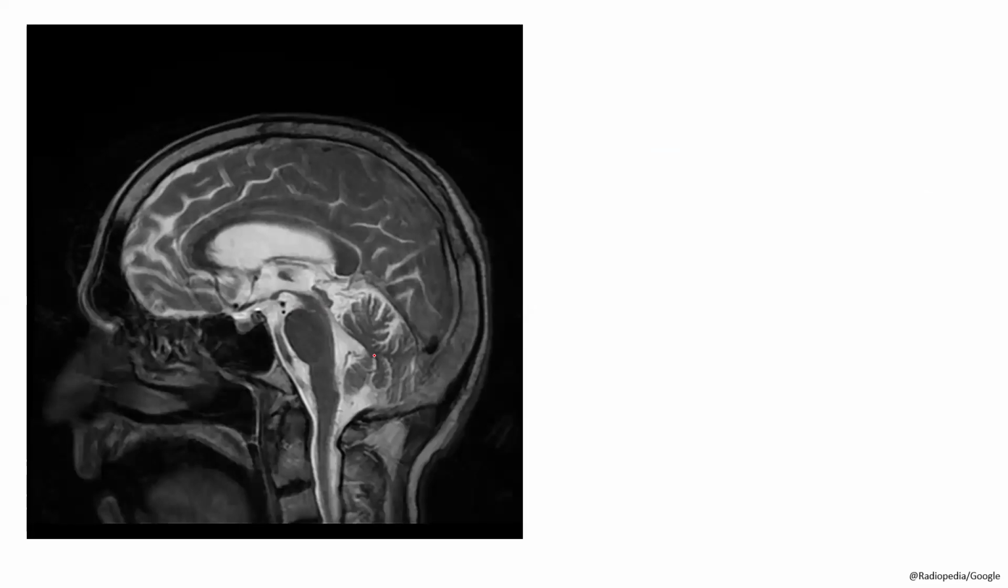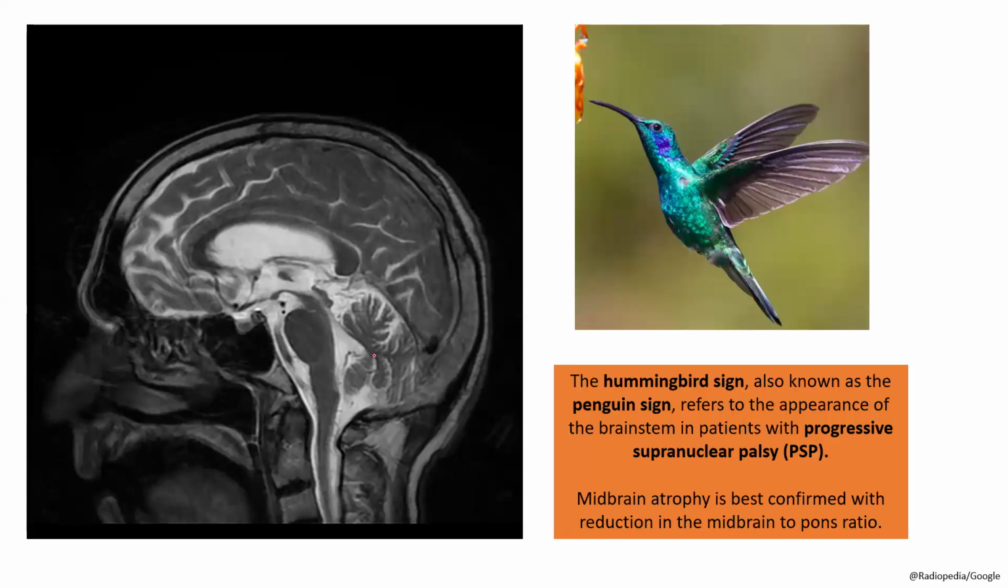Next case, what is this sign? This is hummingbird sign or penguin sign, which indicates atrophy of the midbrain and reduction in the midbrain to pons ratio, and it is particularly seen in progressive supranuclear palsy.